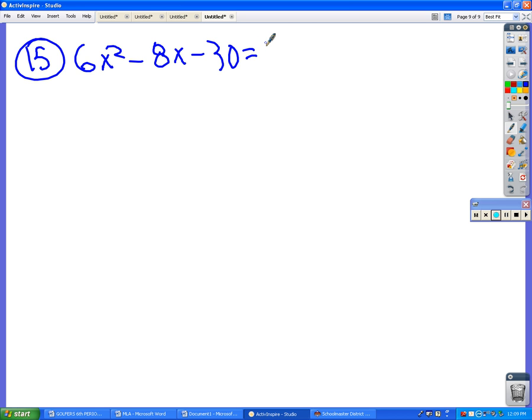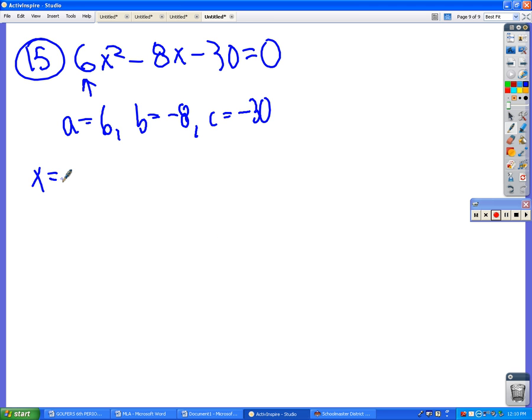Now we get to number 15, and again, this is a gross one, because what's different about this problem? What's your clue that it's going to be difficult? It's got this 6 in front of the x squared. So I can't just factor it by going x and x and two numbers that multiply together to be negative 30 and add to be negative 8. So where I really need to go with this is the quadratic formula. There is a way to factor it, but it's pretty complicated. So this is probably the easiest way to go.